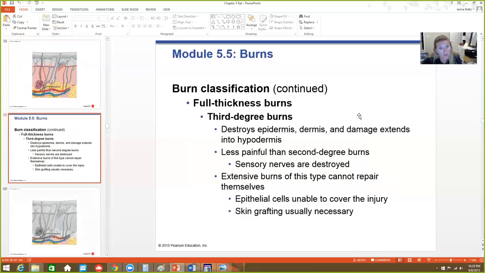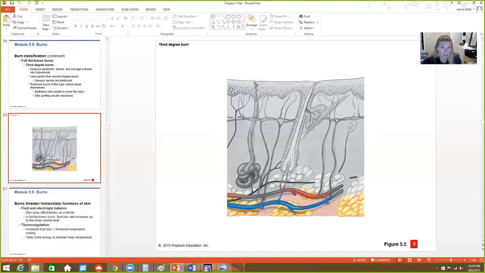A full thickness burn or a third degree burn is destroying the epidermis and the dermis, and then the damage is going into the hypodermis. It's actually less painful because your sensory nerve endings are destroyed. You don't have any sensory nerve endings anymore. The epithelial cells are unable to recover and usually you have to have a skin graft to fix the burn.